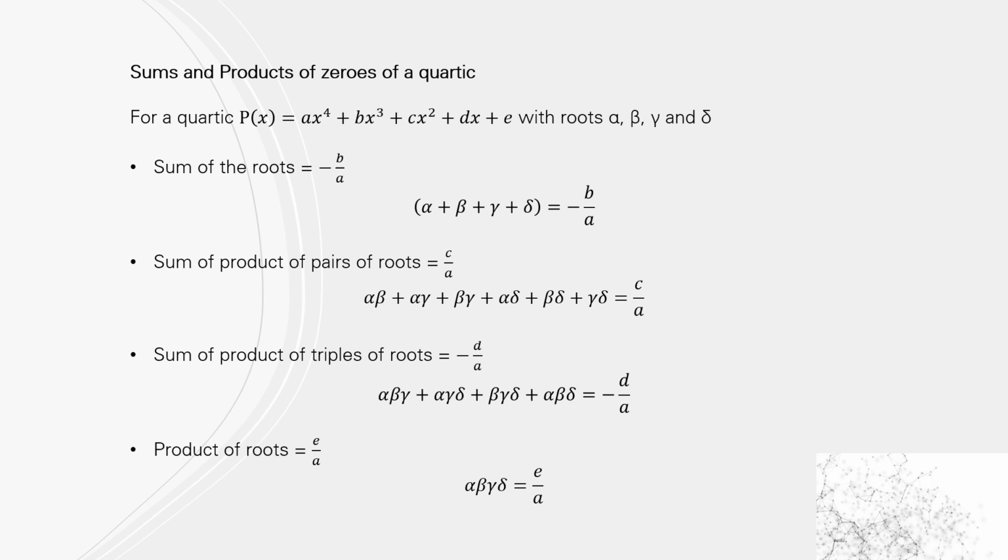The sum of the product of the triple roots, so the addition of all the 3 roots together, alpha beta gamma, alpha beta delta, alpha gamma delta, beta gamma delta. So they're the 3 at a time, that's always minus d on a. And the product of the roots, or in this case 4 of them, is now e on a. So you'll see it goes minus b on a, c on a, minus d on a, e on a.